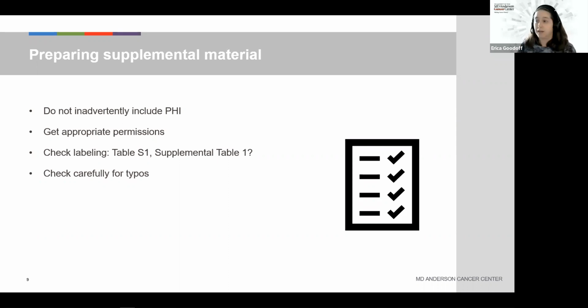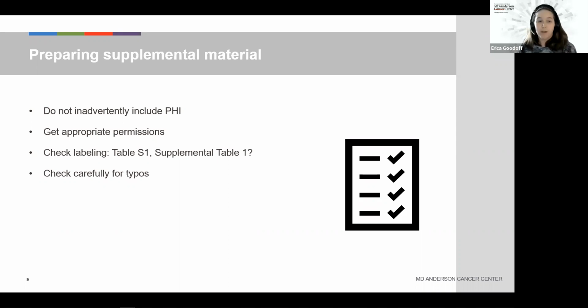So that's the first thing. And consider this for videos and audio or other media as well as your tables and figures. Even if it's supplemental material, you're still going to need your patient's permission because this is considered published material and it can still be subject to permissions and copyright and all those things, just like your main text.